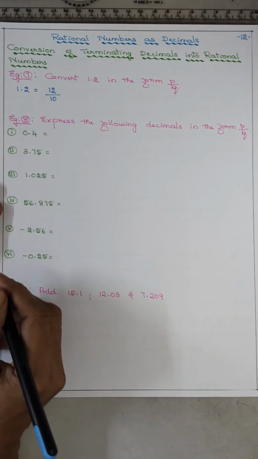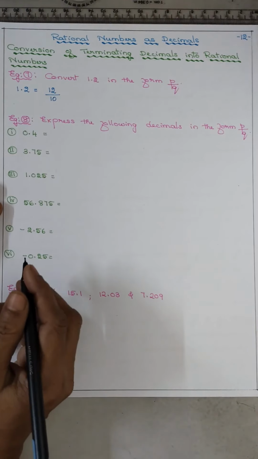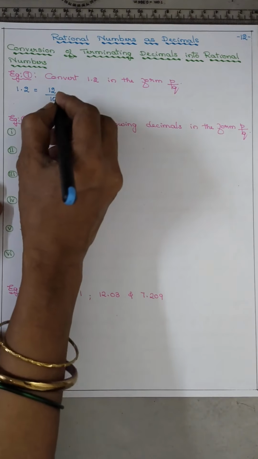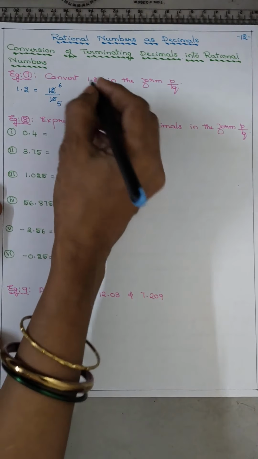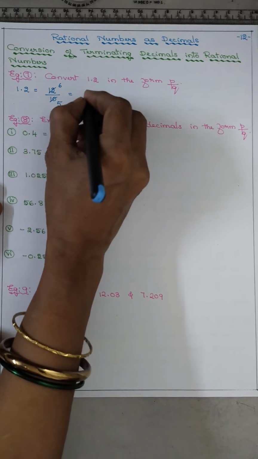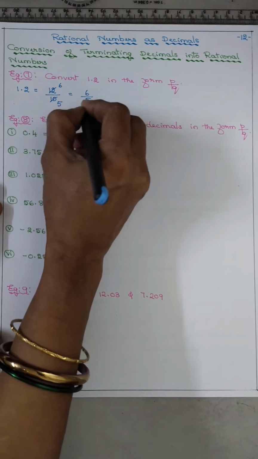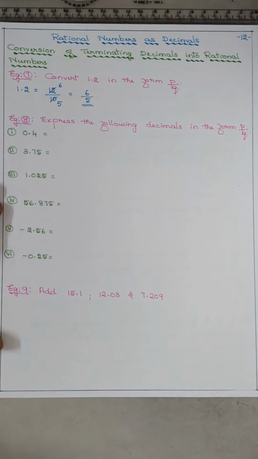Now can you simplify it? Yes. 2 5s are 10, 2 6s are 12. So you got 6 by 5. Answer is 6 by 5. Clear? Now coming to example 8. Express the following decimals in the form p by q. There are so many examples.